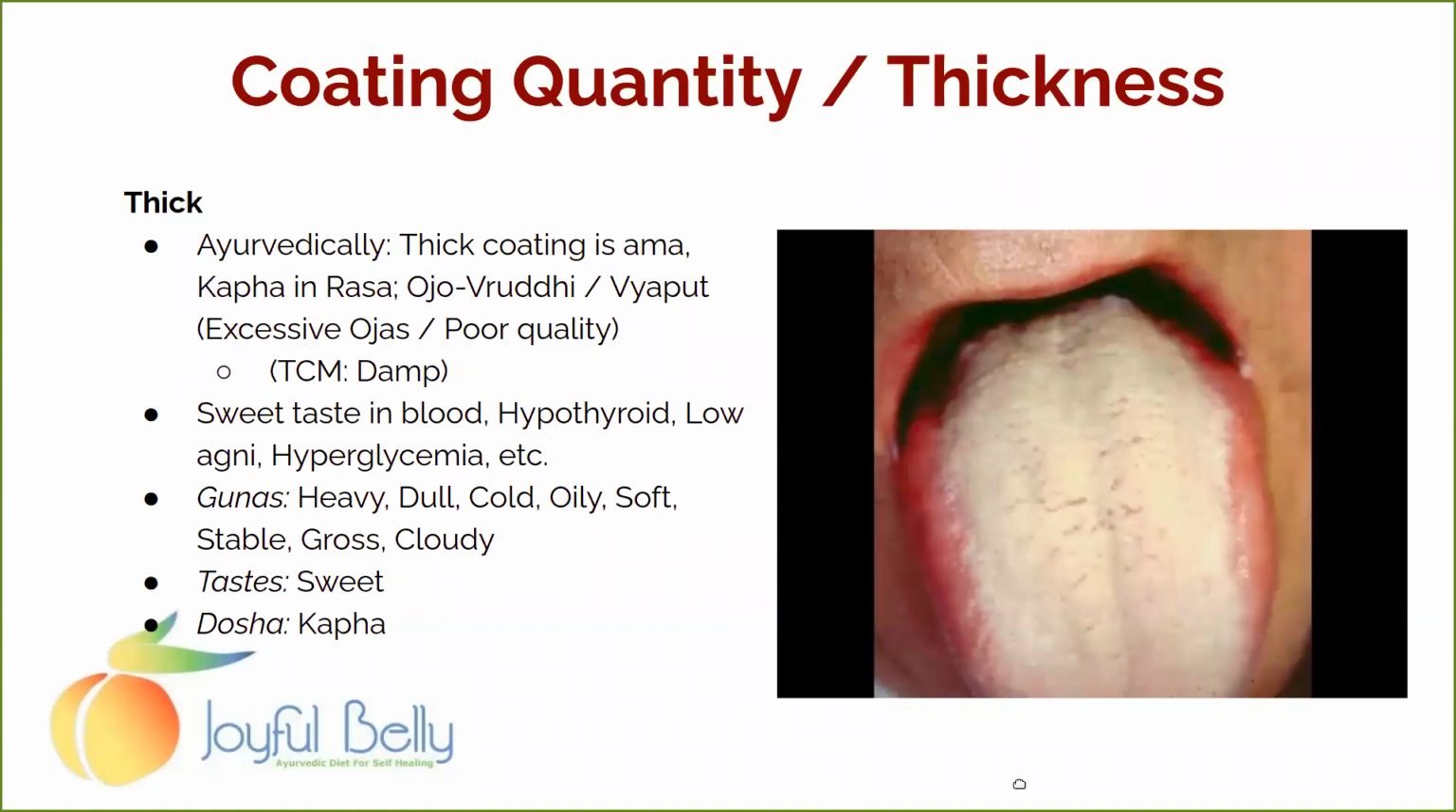This, again, is a really thick coating, which is a sign of ama. And this is really typical. Now, notice on the sides of the tongue, we're seeing a deep red color. And that red color is showing lots of heat. So we see a heat sign as well as a very thick coating like this. So this person probably needs to really clean up their diet. And I bet once their blood's a little cleared out, the heat will go away on its own.